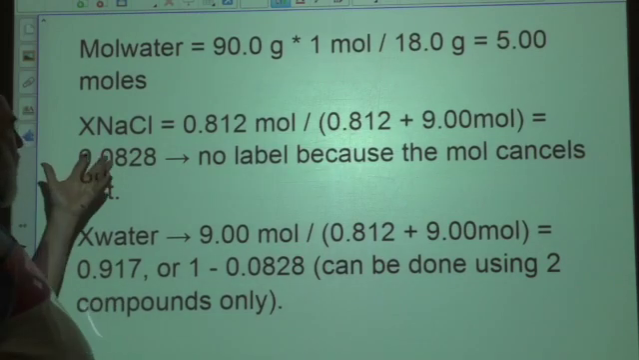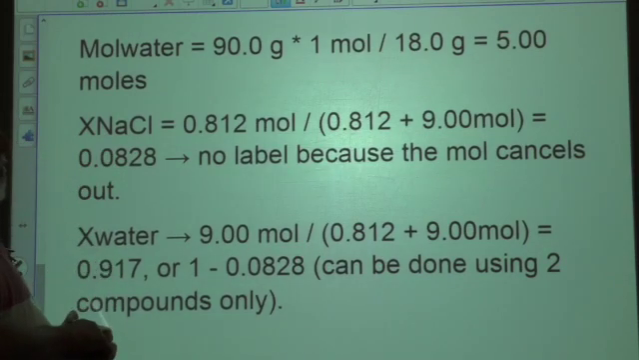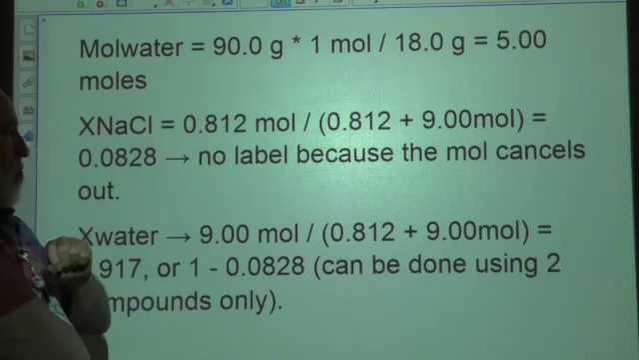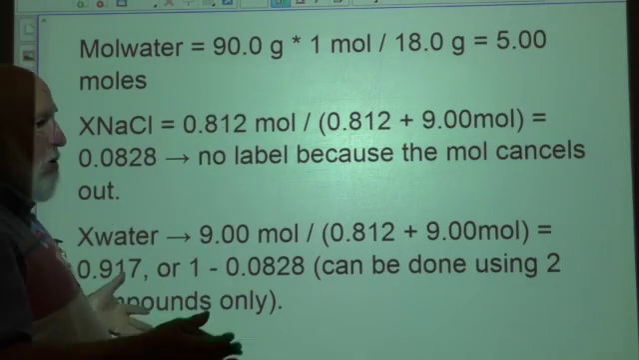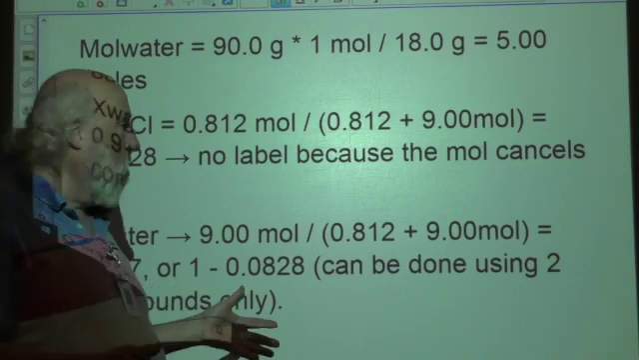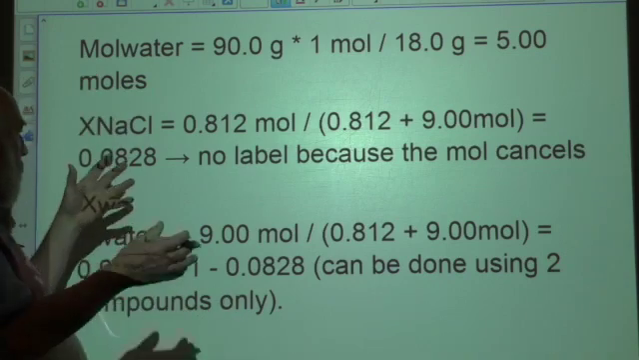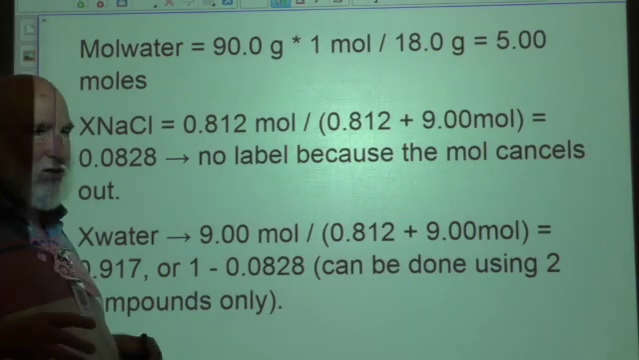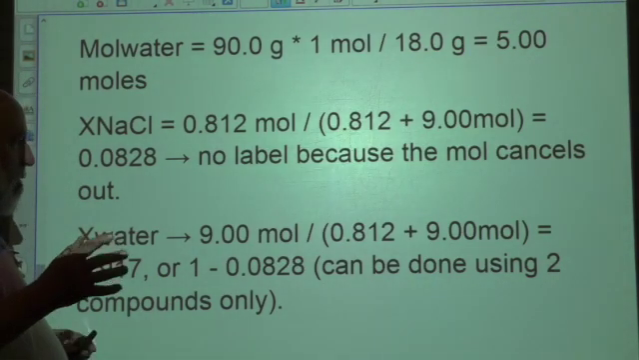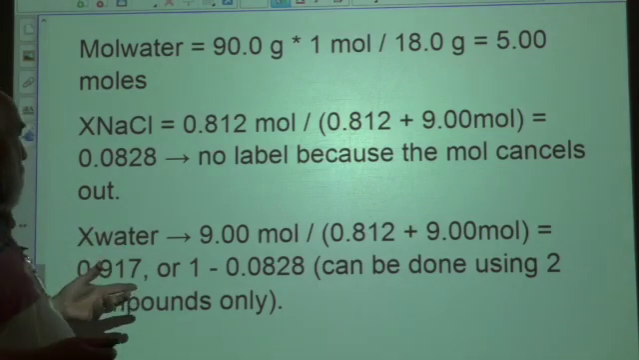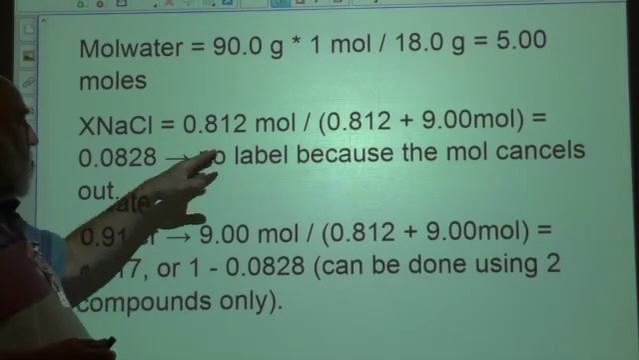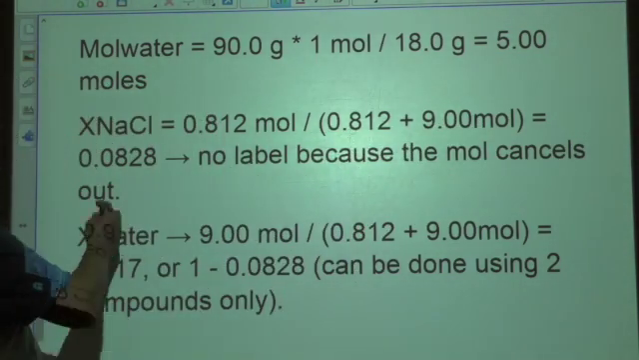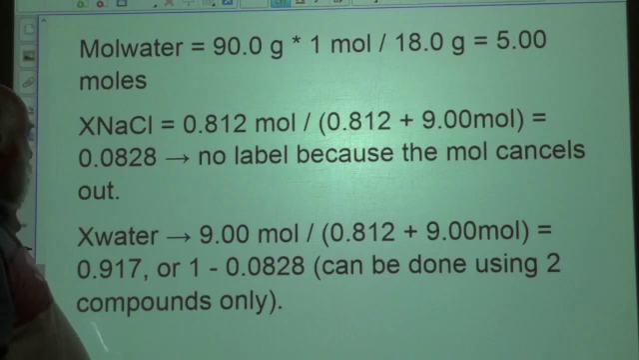Now the mole fraction of the sodium chloride is going to equal the number of moles of sodium chloride, which we said is 0.812, divided by the sum of the sodium chloride and the water together, and then divide those two out. This is not a percent, so we don't multiply by 100. We just leave it as a decimal, and there's no label because the labels cancel out: moles at the top, moles at the bottom. And you're left with 0.0828 for the sodium chloride.